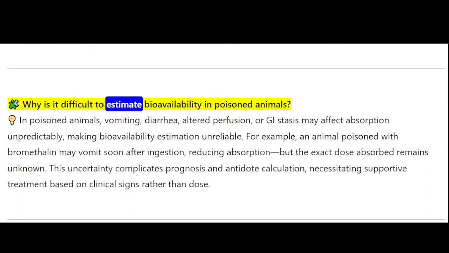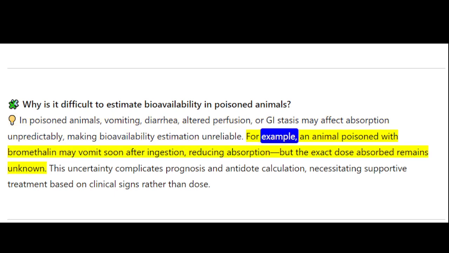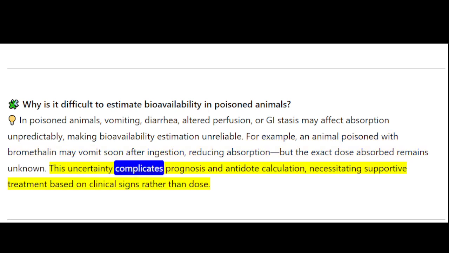Why is it difficult to estimate bioavailability in poisoned animals? In poisoned animals, vomiting, diarrhea, altered perfusion, or GI stasis may affect absorption unpredictably, making bioavailability estimation unreliable. For example, an animal poisoned with bromethalin may vomit soon after ingestion, reducing absorption, but the exact dose absorbed remains unknown. This uncertainty complicates prognosis and antidote calculation, necessitating supportive treatment based on clinical signs rather than dose.